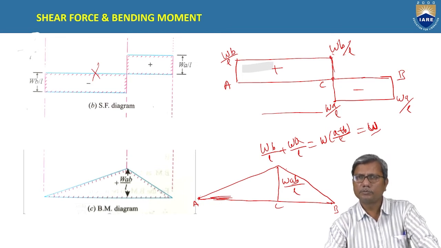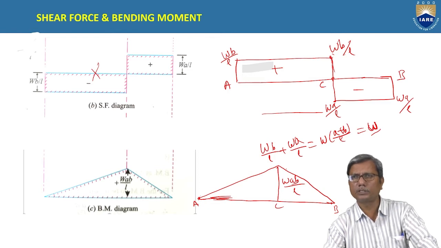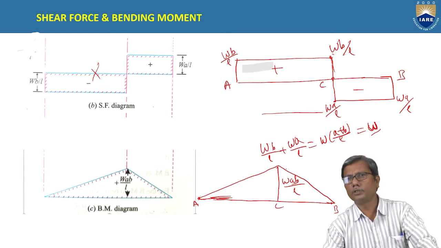So what are the points to be noted here? The bending moment at supports will be 0. In case of a simply supported beam, the bending moment at supports is 0. As they do not restrain rotation, they do not produce moment. So bending moment will be 0 at simple supports. That is one point to be noted.